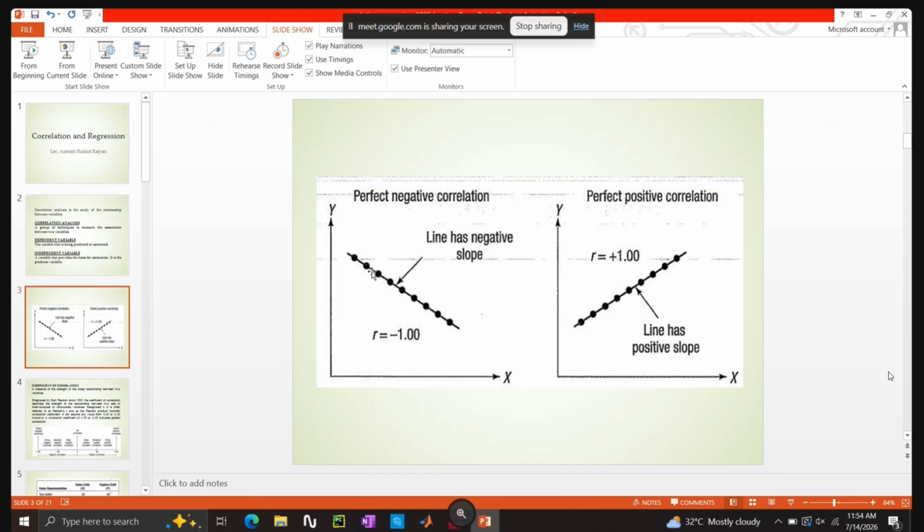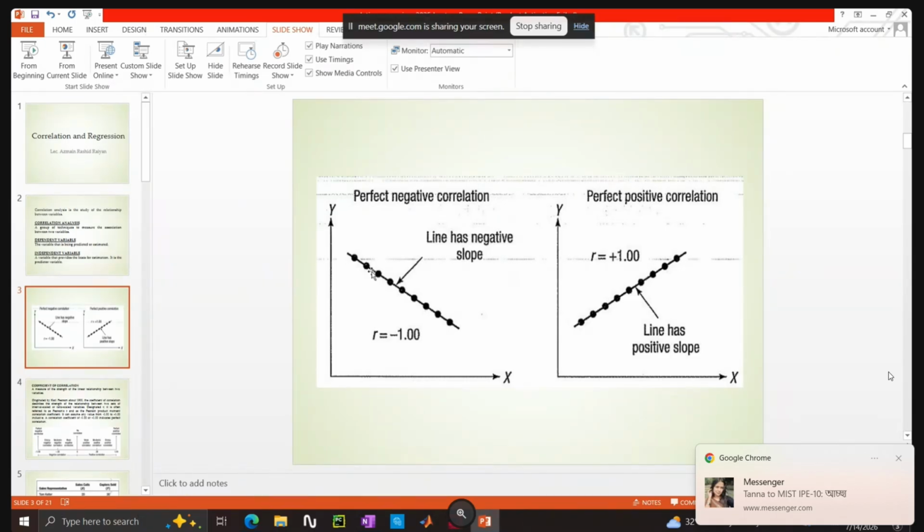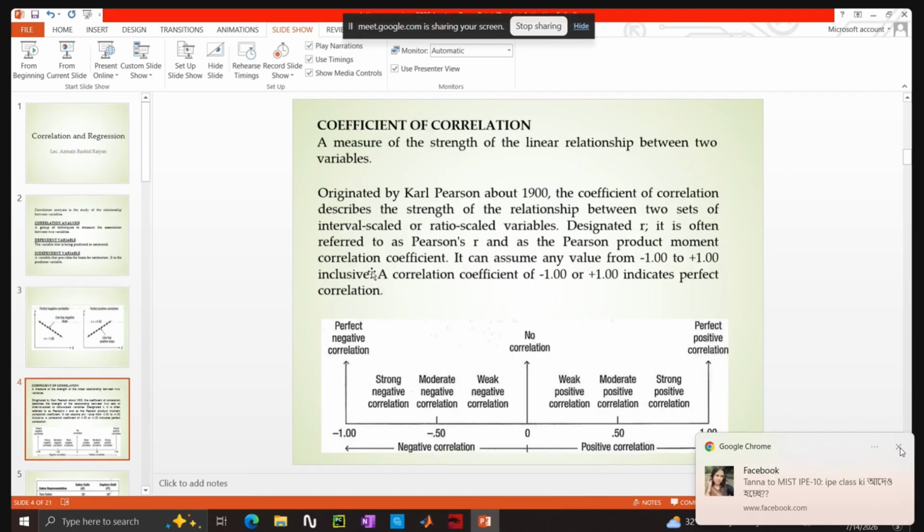So have you understood the significance of the sign of the correlation coefficient? What happens if it is positive and what happens if it is negative? Yes, sir. All right. Now let's talk about the value. We know what happens when the sign is positive or negative. Now let's talk about the significance of the value.